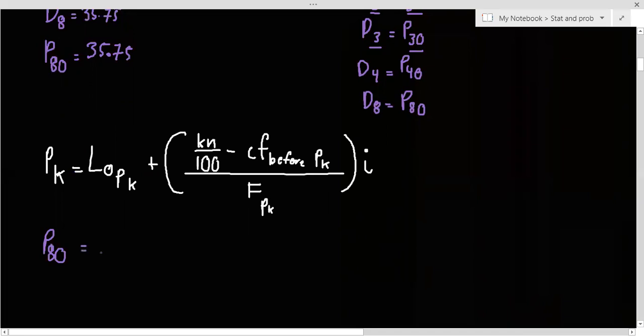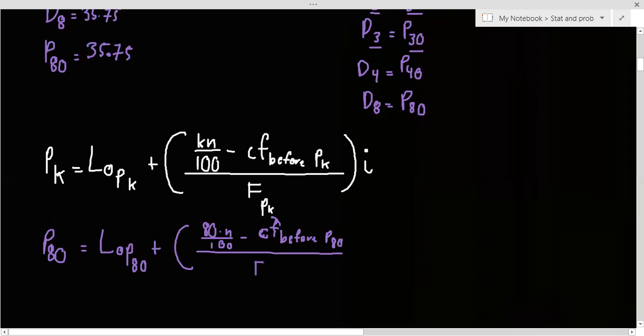So P80 is equal to the lower boundary of the 80th percentile plus k natin magiging 80 times n all over 100 minus CF na nga, CF before the 80th percentile all over the frequency of the 80th percentile times I, which is basically 6. Pero I think mamaya na substitute natin.